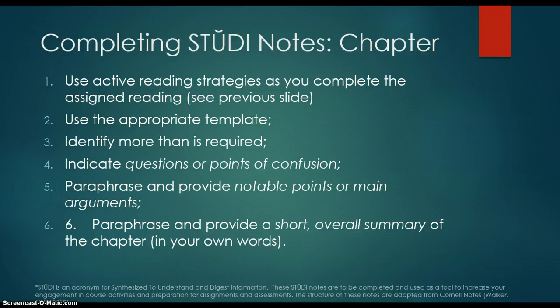As you're reading, you want to identify more information than is required by the template so that you can go back and cull that list down and really be succinct about what your questions are, what the notable points are, and what information needs to go into your summary. Your questions or points of confusion: as you're going through the chapter, you might identify many more than 4. As you're reading, you might come across the answer to some of those that you identified previously. So those can be eliminated from your final list.